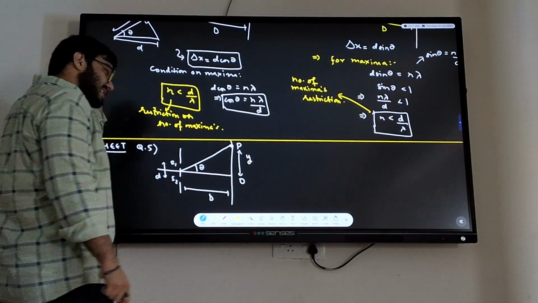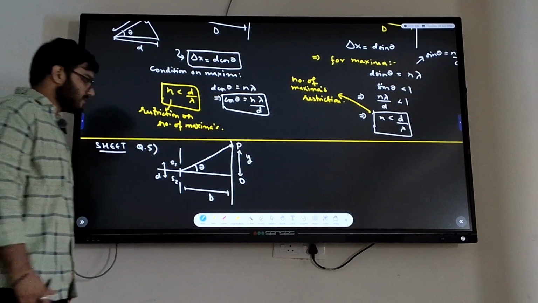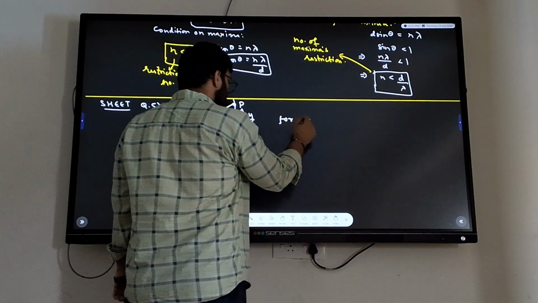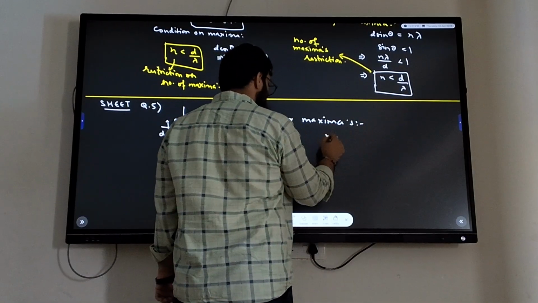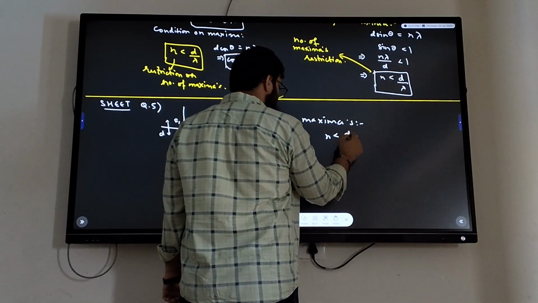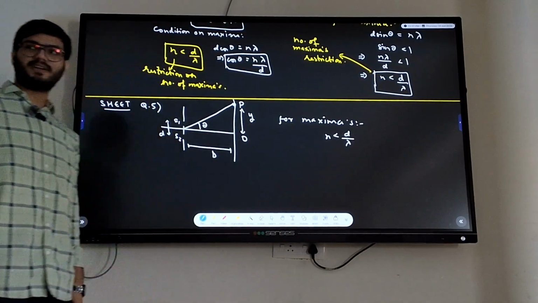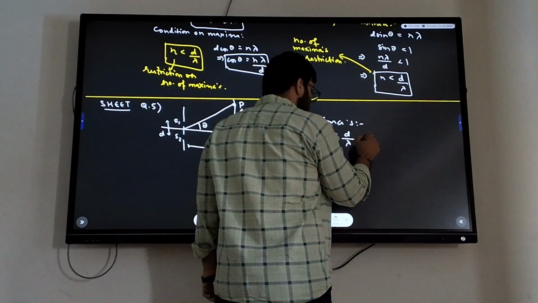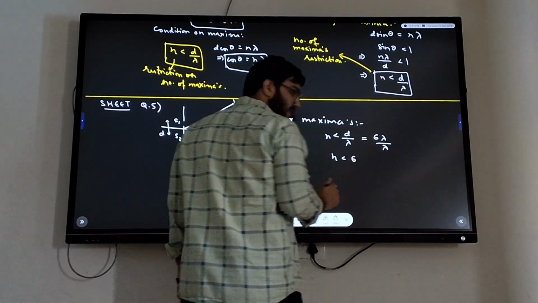They have asked how many maximas will be formed and how many minimas will be formed. So what is the restriction on number of maximas? For maximas, the restriction is n has to be less than d by lambda. What is d given to be in the question? 6 lambda. So that means it has to be less than 6.